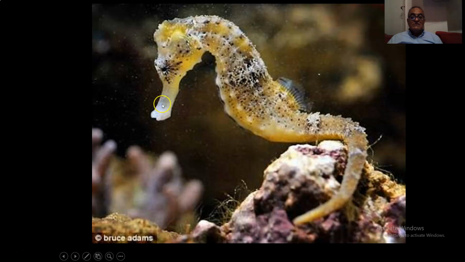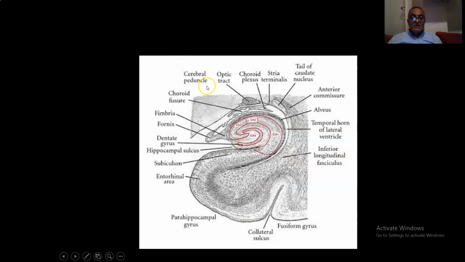You know that the hippocampus has got teeth, a head, a body, and a tail. If you compare the previous view, these teeth of the hippocampus are called the dentate gyrus, and the sulcus leading to it is called the dentate sulcus or the hippocampal sulcus.